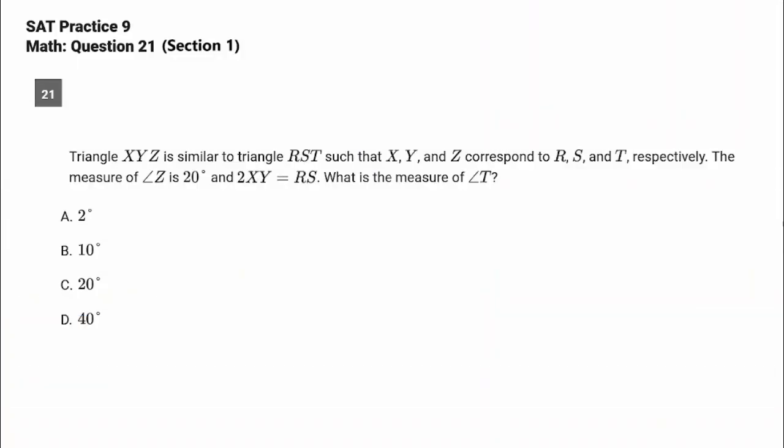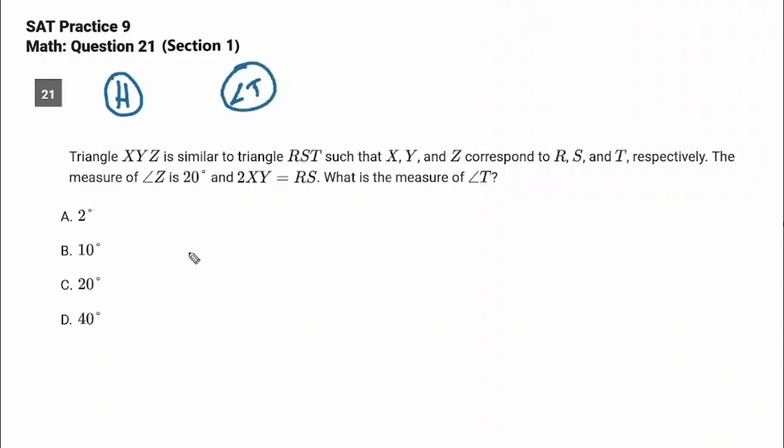We're on SAT Practice Test 9, Math Section 1, Question 21. What's the level of difficulty here? It's hard. Triangle XYZ is similar to triangle RST such that X, Y, and Z correspond to R, S, and T respectively. The measure of angle Z is 20 degrees and 2XY equals RS. What's the measure of angle T? So we are looking for angle T. Write it down and circle it.